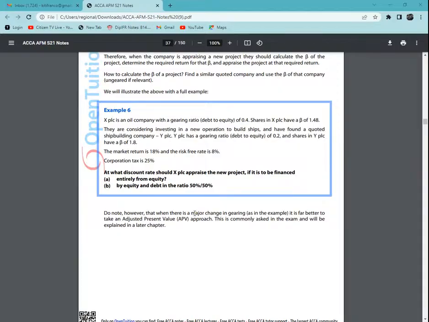They're considering investing in a new operation to build ships and have found a quoted shipping company, YPLC. This shipping company, YPLC, has a gearing ratio of 0.2, and the shares in YPLC have a beta of 1.8. Now tell me, this beta of 1.8, how do you understand it? Is it beta equity of a levered firm or beta equity of an unlevered firm?